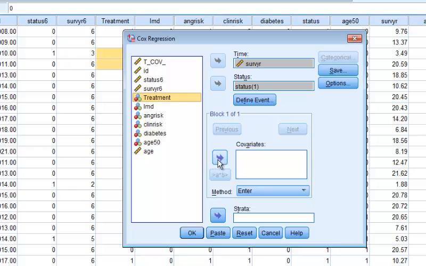We include the treatment main effect, treatment by itself, and the interaction between treatment and T_COV_, the variable we just created in the previous dialog box, which is T_ greater than 7. We highlight both treatment and T_COV_ by pushing the control button, and then we put the interaction term in the covariate box. This is all we need to do, and then we click OK.